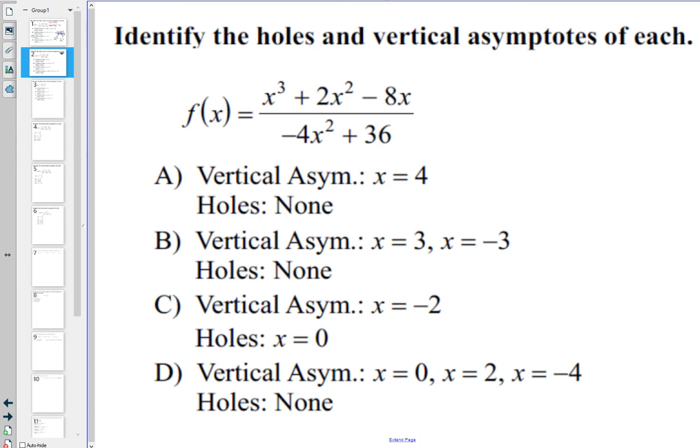Again, factor just like on the first one. Both of these can be factored more than once. How do we factor the top polynomial? There's a GCF of x first, and then that leaves us x squared plus x minus 8, where two numbers multiply to give me negative 8 and add up to positive 2. So it's x plus 4, x minus 2.